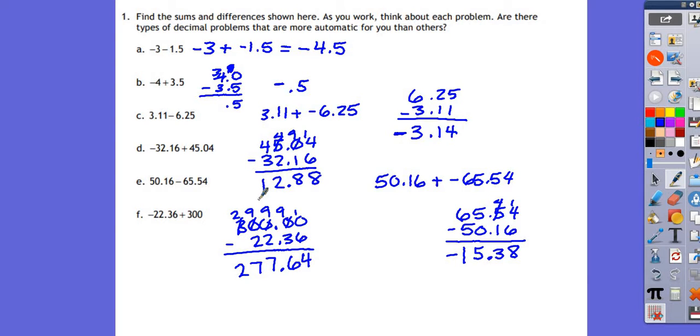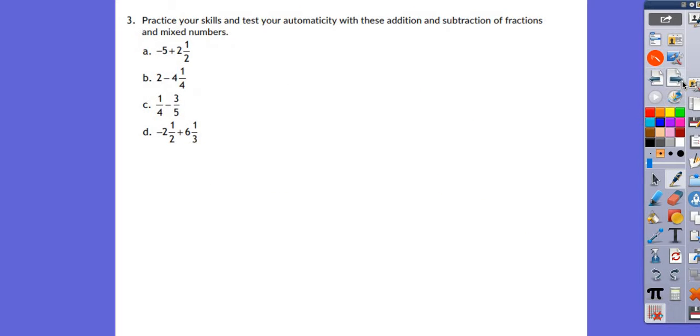Alright, circle number 2. We're going to come back to that in a second. And let's go to number 3. Okay, I have some fractions I need to practice adding and subtracting with. So I'm going to put A right here. And I have a negative 5 plus 2.5.